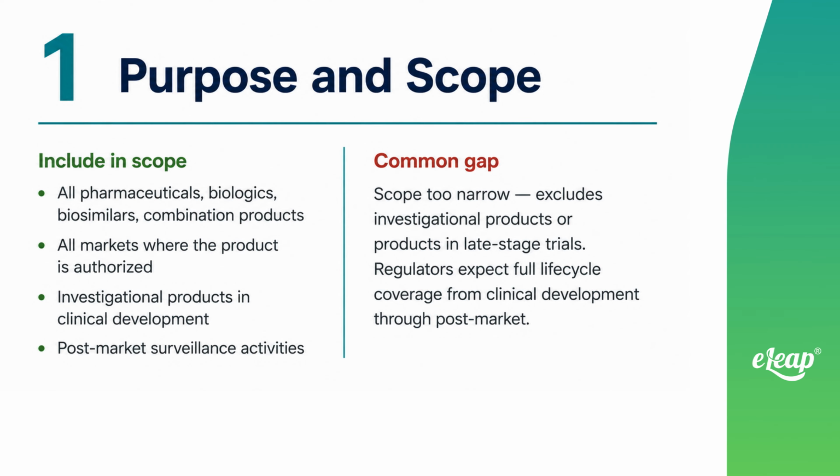The first component is a clearly defined purpose and scope statement. This section must specify which products are covered: pharmaceuticals, biologics, biosimilars, or combination products, and in which markets the SOP applies. A common gap here is a scope that is too narrow, excluding investigational products or products in late-stage clinical trials. Your scope should account for the full product lifecycle, from clinical development through post-market surveillance.